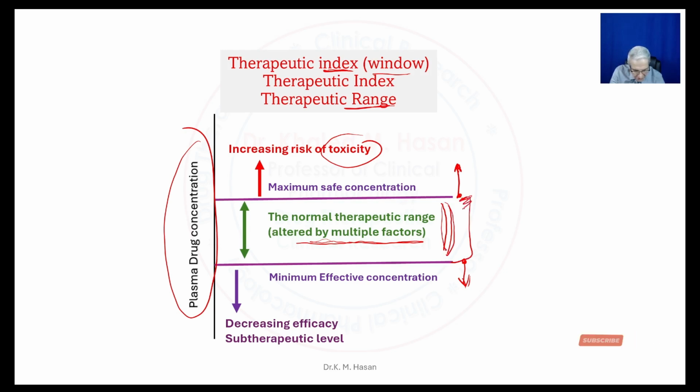This is the effective window we're looking for, to be in between the maximum and minimum, not above the maximum and not below the minimum. Because if the concentration is less than the minimum, we have decreased efficacy, subtherapeutic. If you have above the maximum, we have risk of toxicity.